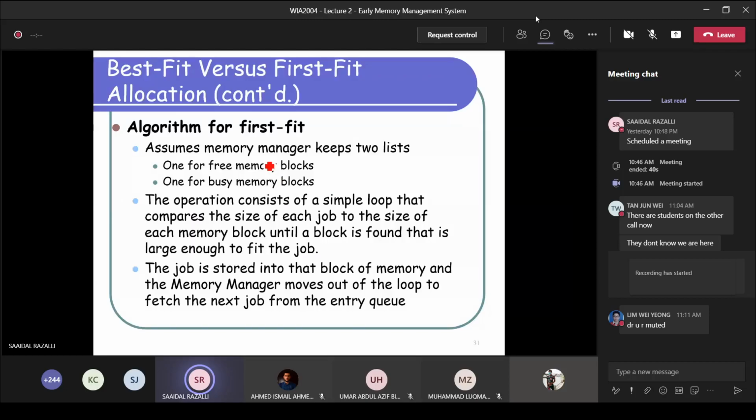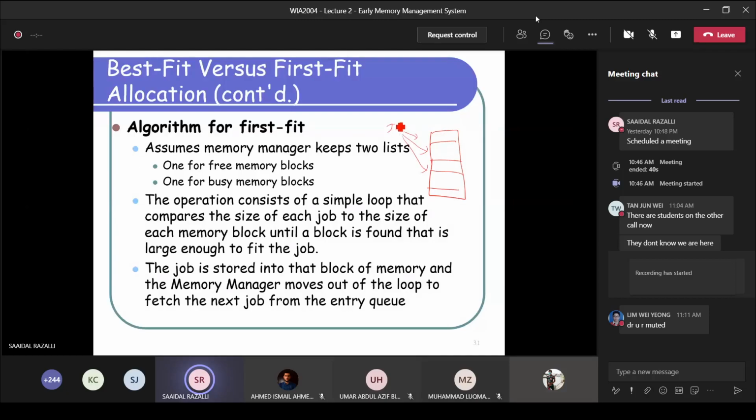So the algorithm for first fit: assume the memory manager keeps two lists, one for free memory blocks and one for busy memory blocks. The operation consists of a simple loop that compares the size of each job to the size of each memory block until a block is found that is large enough to fit the job. So whichever partition, like these jobs coming in, it will search which of the partitions can fit it, regardless of how big the partition is.